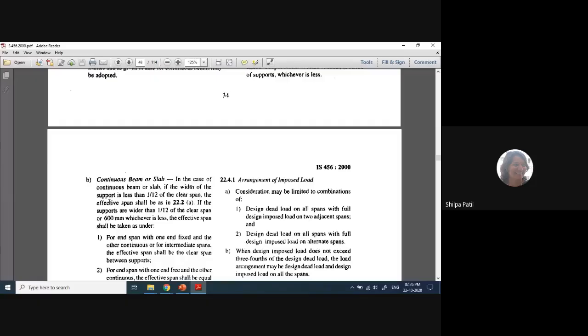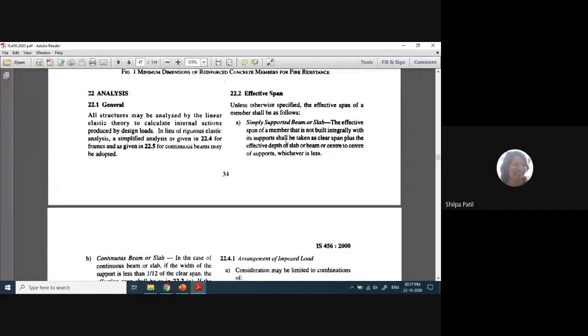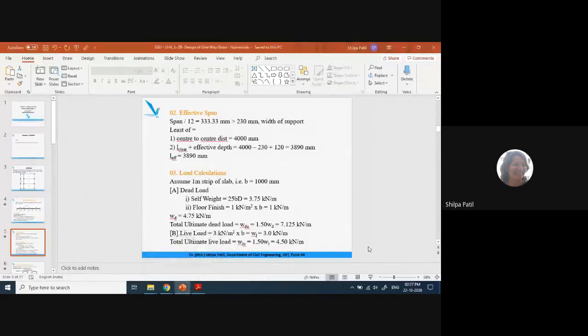If our width of support is less than this value, it means width of support is 230. It is less than 333 mm. Okay, it means we have to use this clause, that is whatever is applied for simply supported slab. Okay, so the same calculations are done here in the presentation.